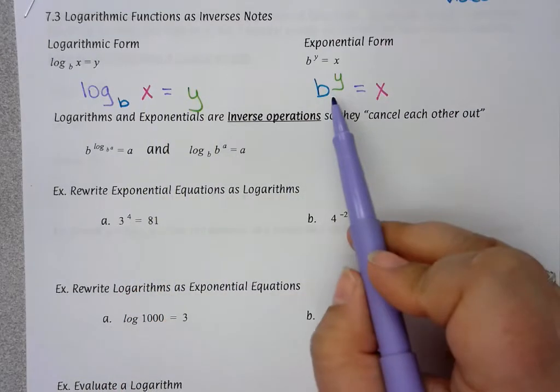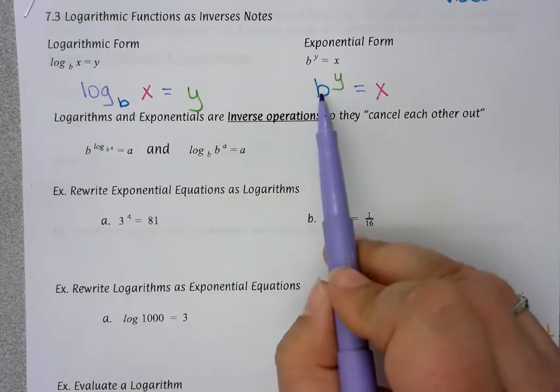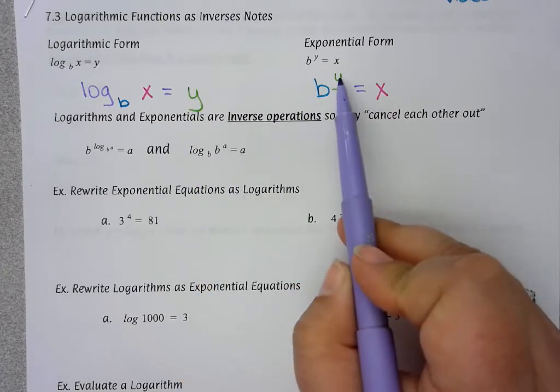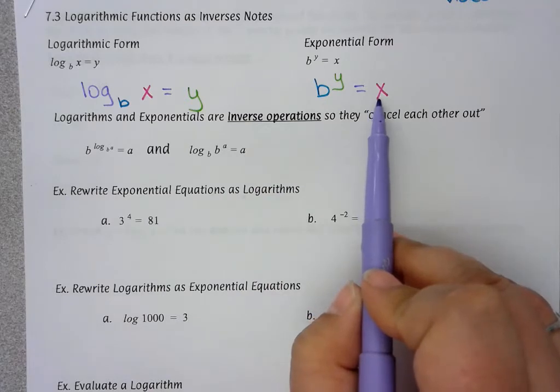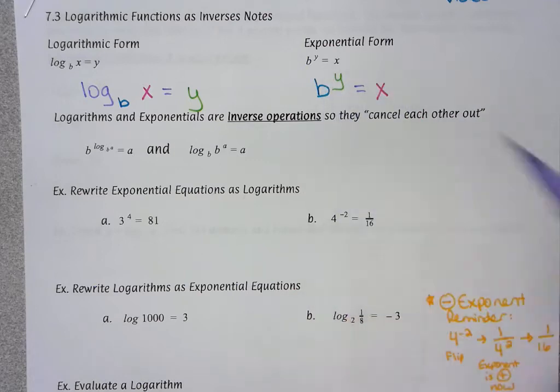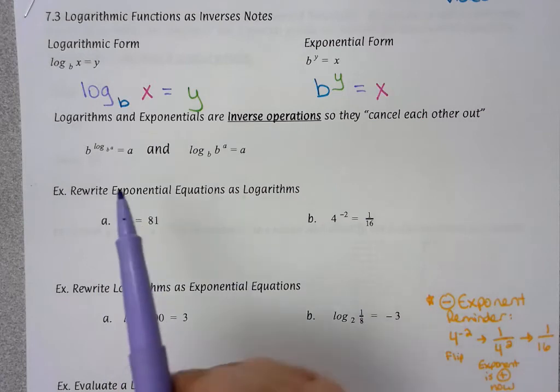Now you can change that to exponential form, and when you do that, notice the base now becomes the regular number, the answer becomes an exponent, and it equals what we were taking the log of. So when we are going to do this assignment, we're going to be switching these back and forth a lot.